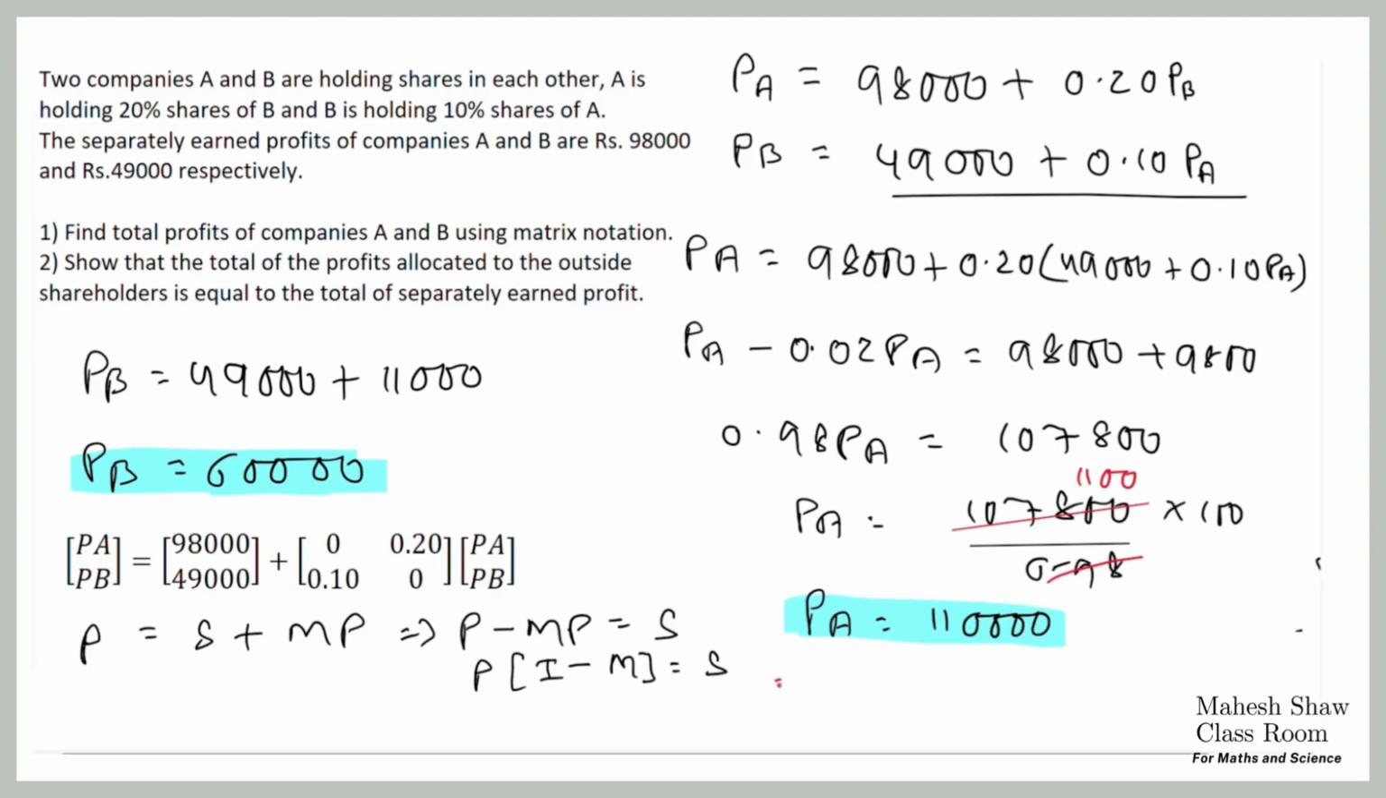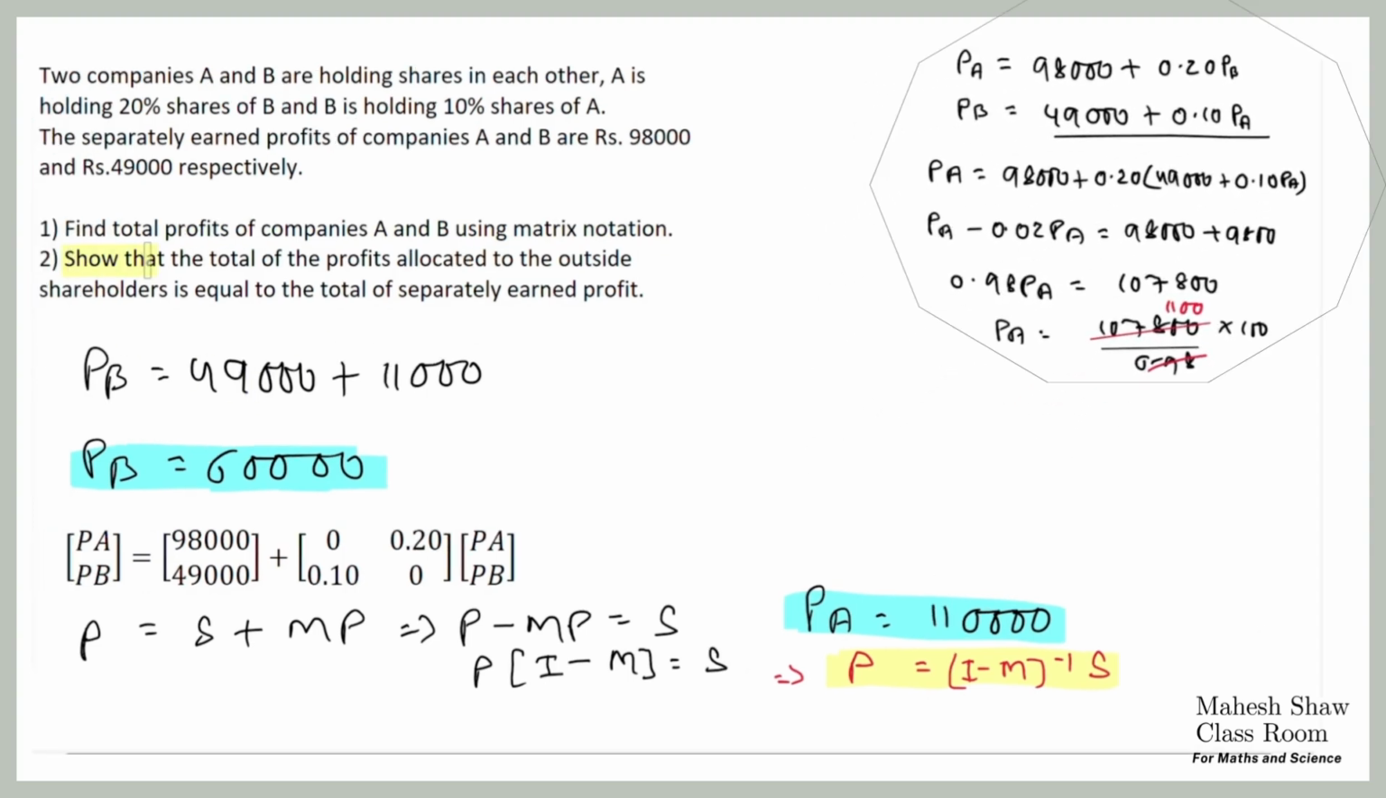So from here, P will be equal to the inverse of I minus M, that is (I minus M) inverse into S. So we had to find the total profit of companies A and B using matrix notation. So this is the matrix notation we have got, and the profits so obtained are 60,000 and this is 11,000.